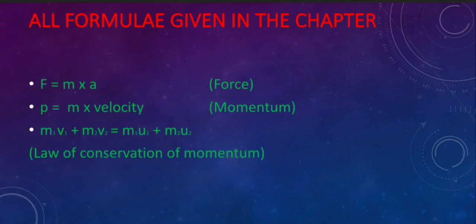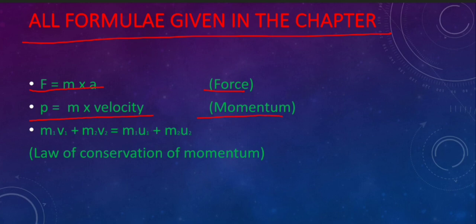Let's revise all formulas given in the chapter. First is force is equal to mass into acceleration. This is force. P is equal to mass into velocity. This is momentum. And m1 v1 plus m2 v2 is equal to m1 u1 plus m2 u2. This is the law of conservation of momentum. So here we have completed this chapter.